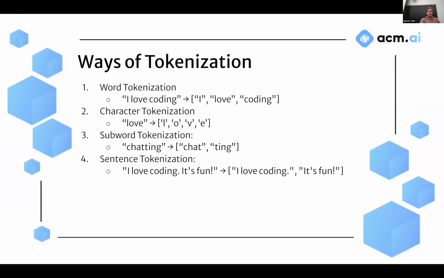But there are also other ways. So we can do word tokenization: "I love coding." But we can also do character tokenization, where "love" becomes L-O-V-E. But we could also do subword tokenization, such as "chat" and "ting" becoming "chatting". This can be useful with a word like "inexcusable". The word "in" is a prefix and it has meaning in and of itself. So just separating by words is often not enough. This is why we have these different ways of tokenizing.